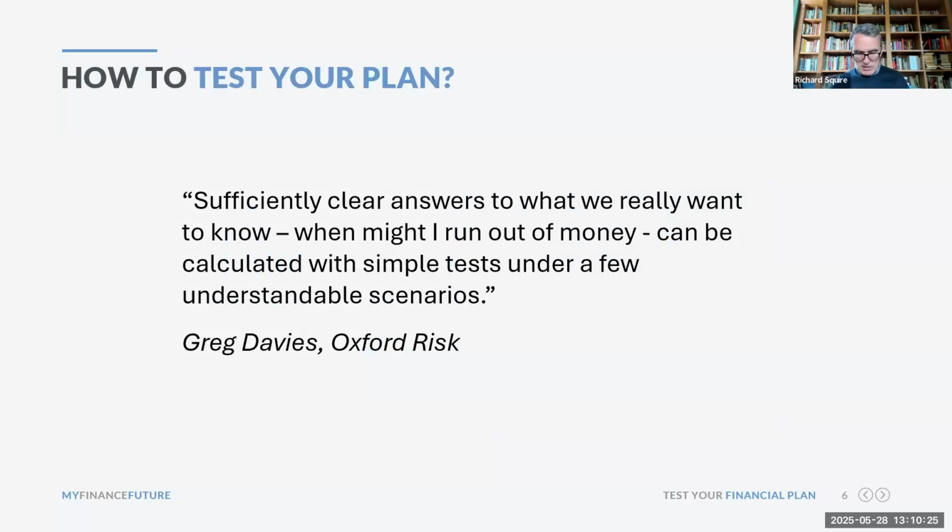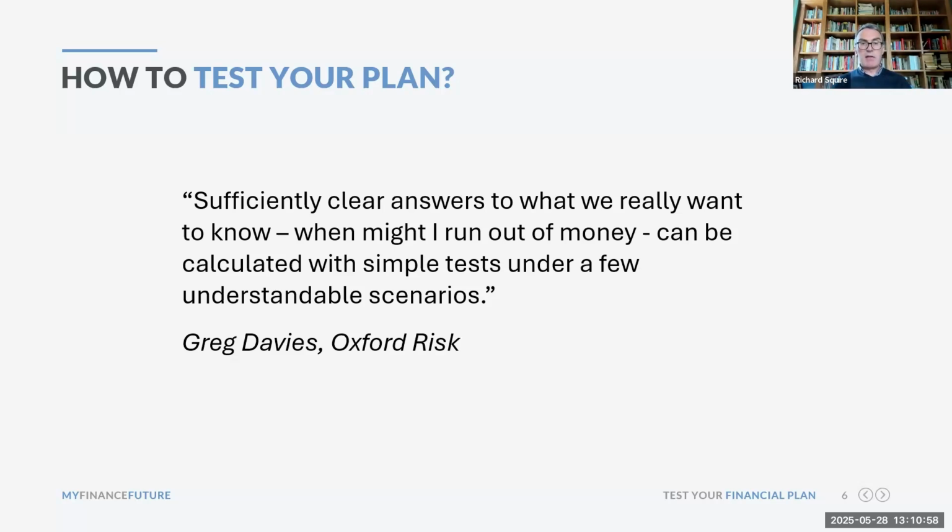So before we get into the how, the first thing to think about is the general approach we're going to use. I start off with this quote from Greg Davis. Greg's the head of behavioural finance at Oxford Risk, and somebody who spent his career thinking about how people, consumers, the general population make financial decisions and how they can make good financial decisions. He's thought through this whole process and is an expert in this area.